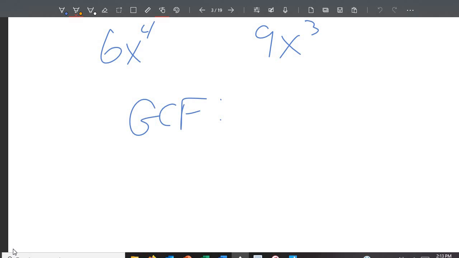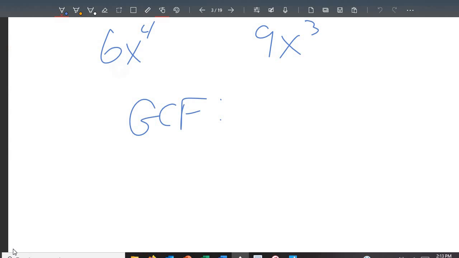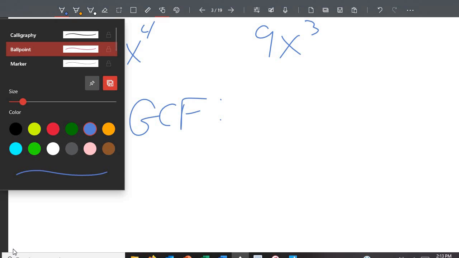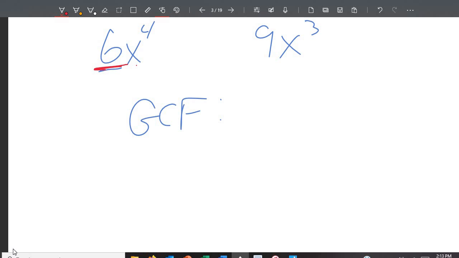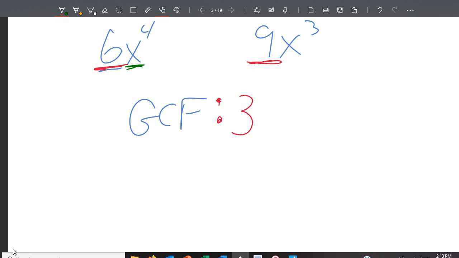Now let's take these two pieces. First, let's look at the coefficients. The 6 and the 9. I need the biggest number that can divide into 6 and 9. And the only number that can divide into both 6 and 9 is a 3. Now, notice they both have x's. Since they both have an x, I choose the x with the smallest exponent to be the GCF.